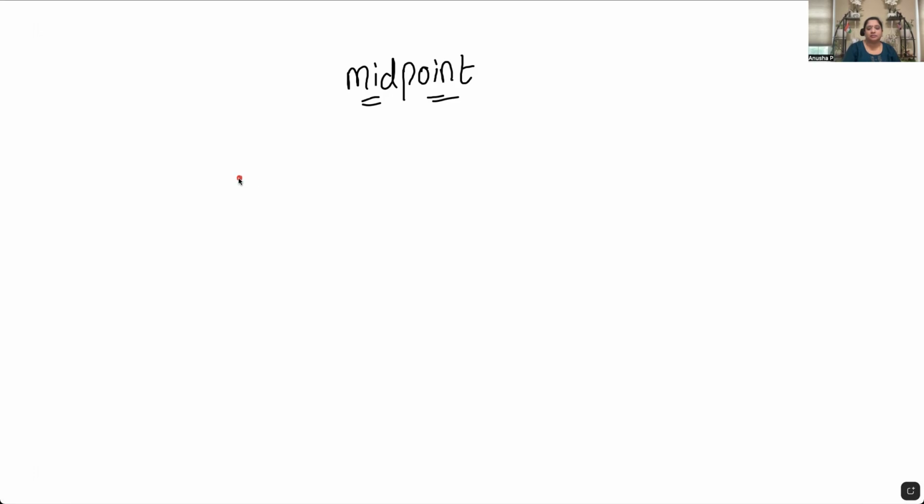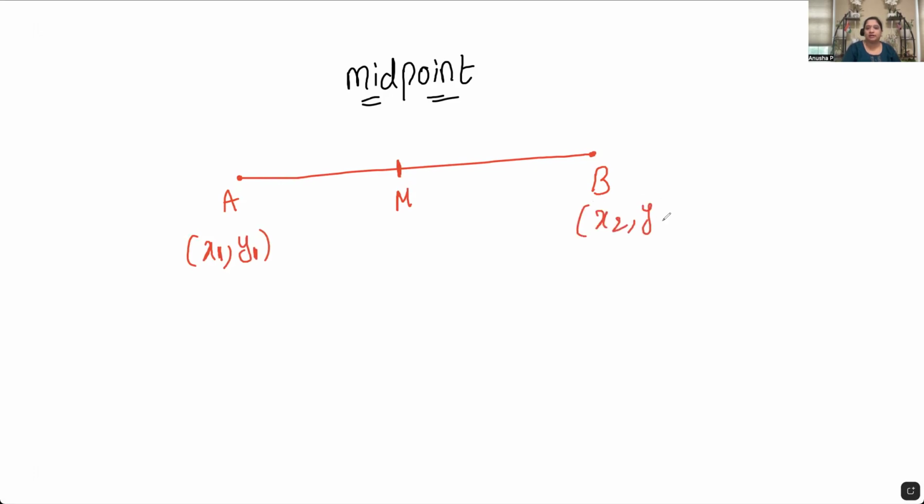In this type of question, they will give you two endpoints. So first point A and second point B. Midpoint is represented by M. It is an average of two endpoints. So first point, we will label it as x1 comma y1. Second point is x2 comma y2.